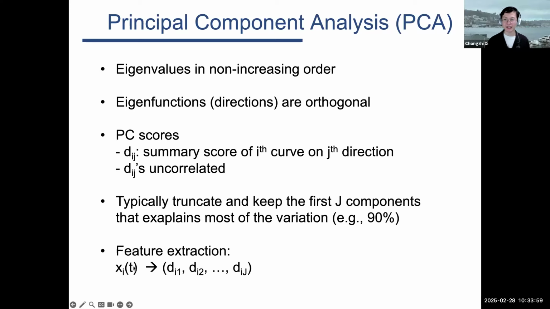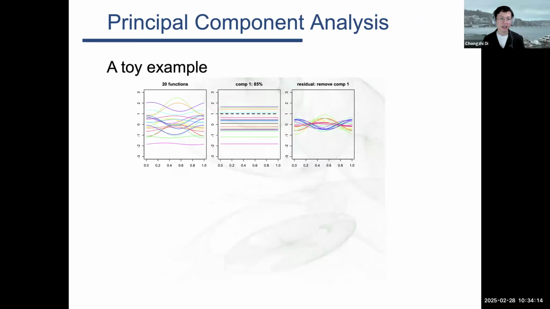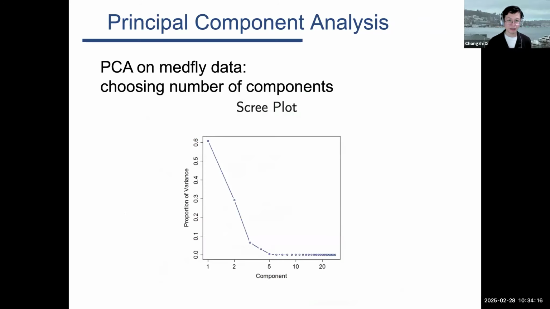So that's how we achieve dimension reduction, right? Originally you may have 100 observations, and you may find maybe 3 or 4 of those PC scores are sufficient to keep most of the information in the data. We have seen this example before.